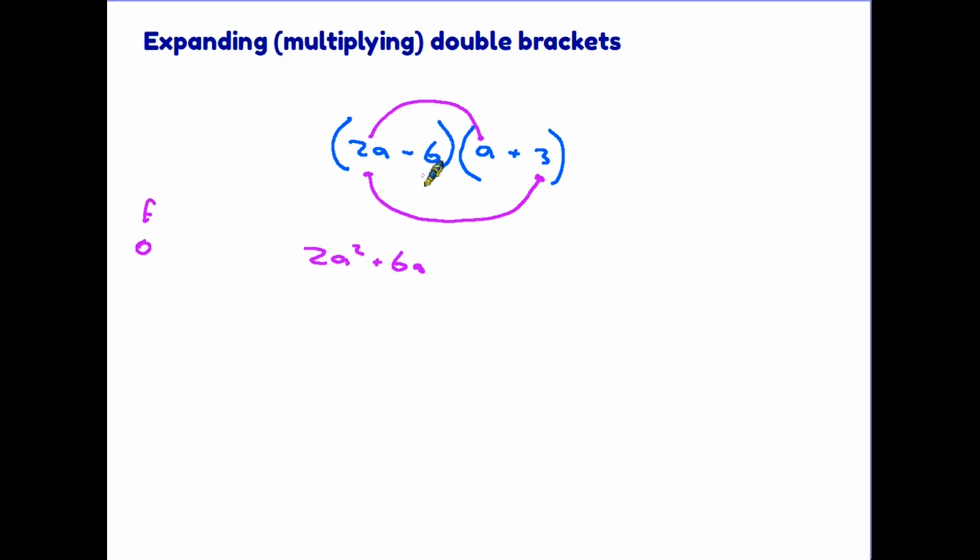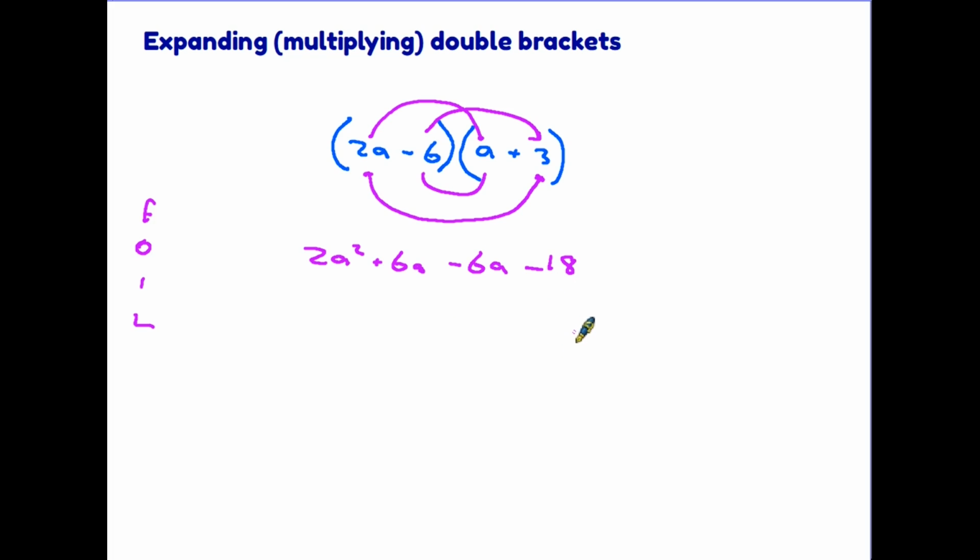I'm now going to look at the inner 2. Now here we have a 6 and an a. Therefore, it's 6a, but be careful because this one is a minus. Therefore, minus 6a. Then we have the last 2, which is the minus 6 times the 3. Minus 6 times 3 is minus 18. Minus times a plus is a minus. So in this case we have 2a squared plus 6a minus 6a minus 18.